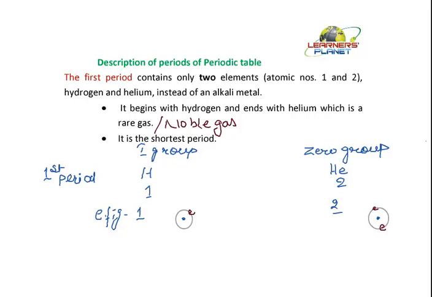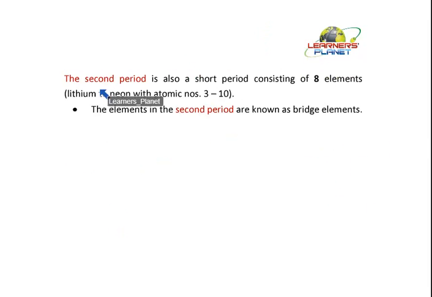Let's take up the second period. The second period is also a short period consisting of 8 elements, which is lithium to neon with atomic numbers 3 to 10. The elements in the second period are known as bridge elements. Then let's see what the elements are here. So I'll write the elements present in the second period.